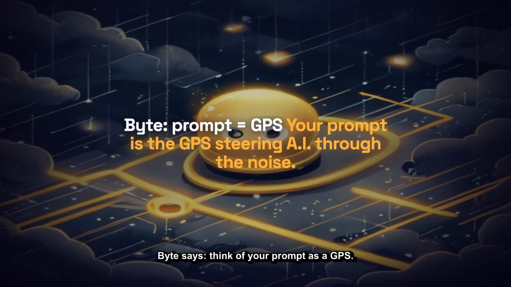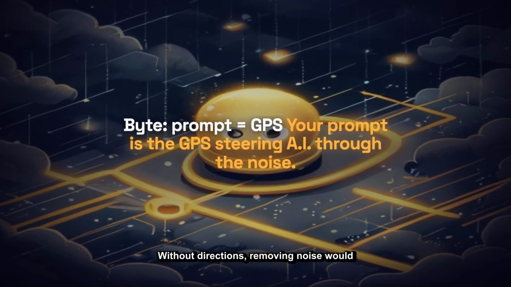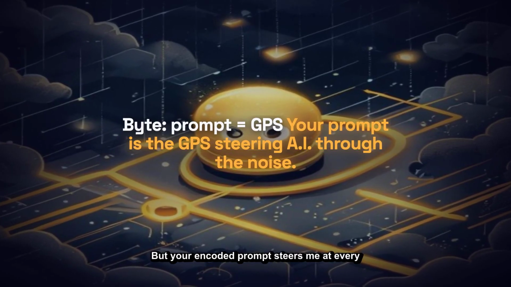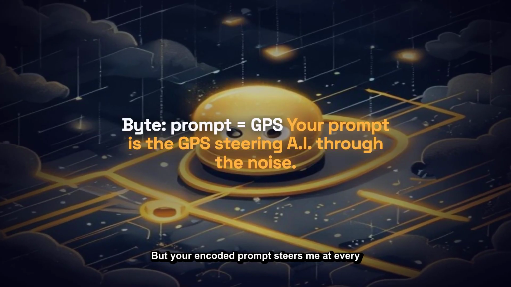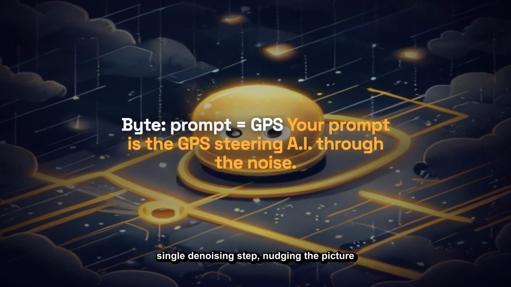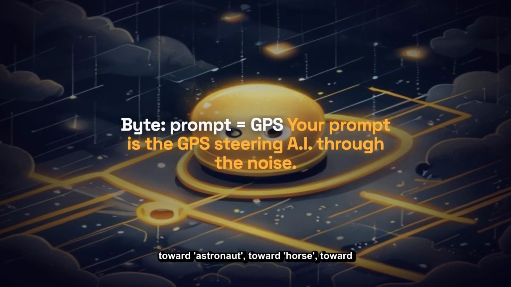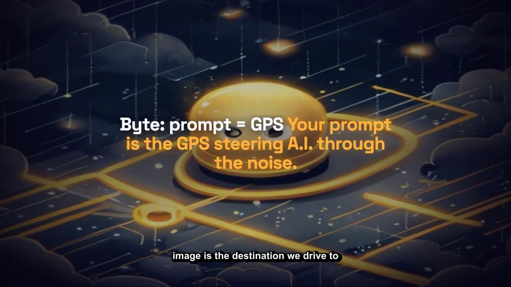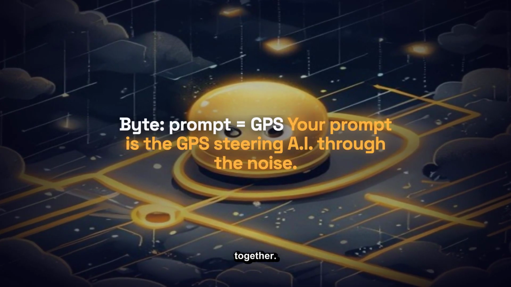Byte says, think of your prompt as a GPS. Without directions, removing noise would give you a random image, anything at all. But your encoded prompt steers me at every single denoising step, nudging the picture toward astronaut, toward horse, toward moon. The words are the route. The final image is the destination we drive to together.